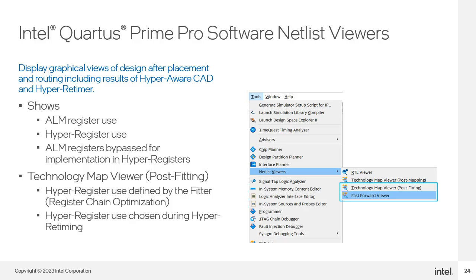To aid in design analysis and debugging, the Quartus software provides various viewer windows such as the Post-Fit Technology Map Viewer. For the Hyperflex architecture, this viewer window has been updated for designs that include hyperregisters, allowing you to view the results of Hyper-Aware CAD and the Hyper-Retimer.